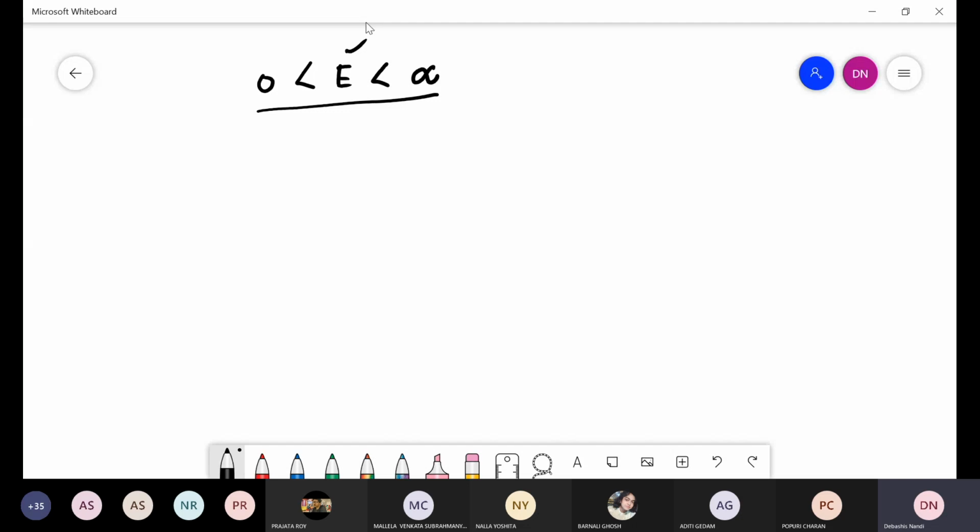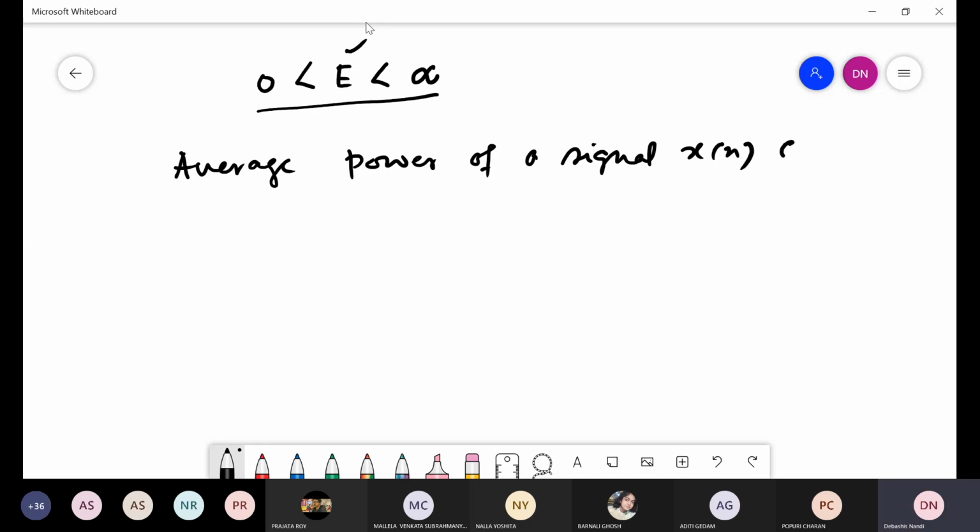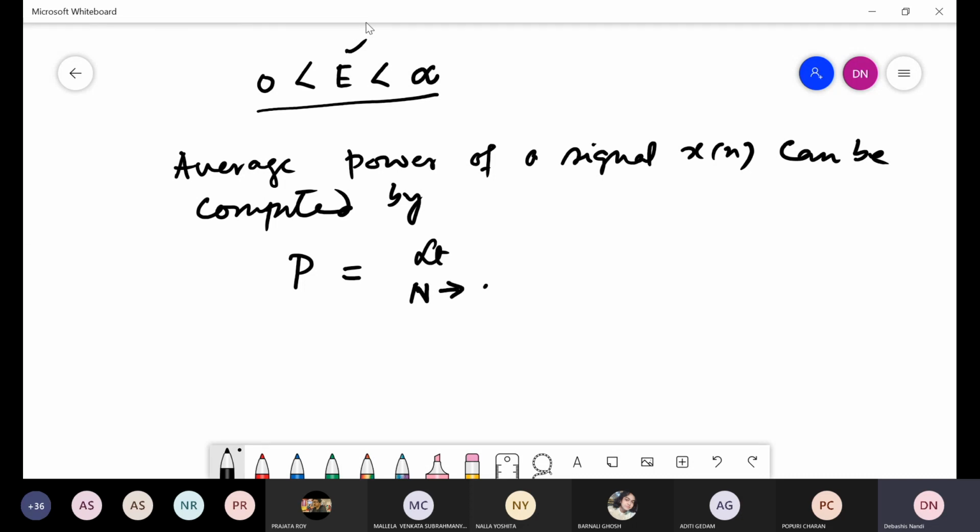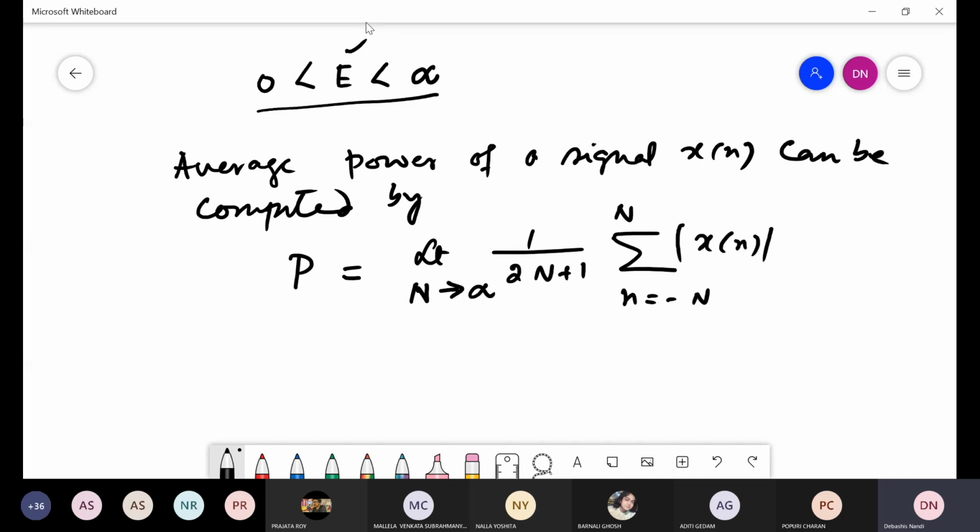Similarly, you can find out the average power of the signal. The average power of a signal xn can be computed by, I am writing here, P is the average power. P is equal to limit capital N tends to infinity, 1 divided by 2N plus 1, summation n is equal to minus capital N to capital N mod xn square. So this is the equation for calculating the average power.